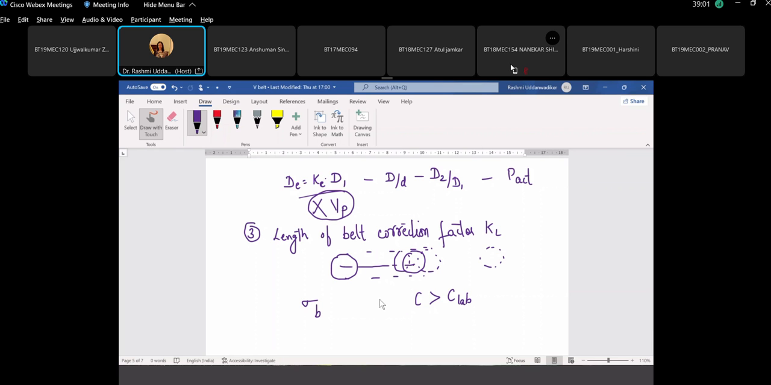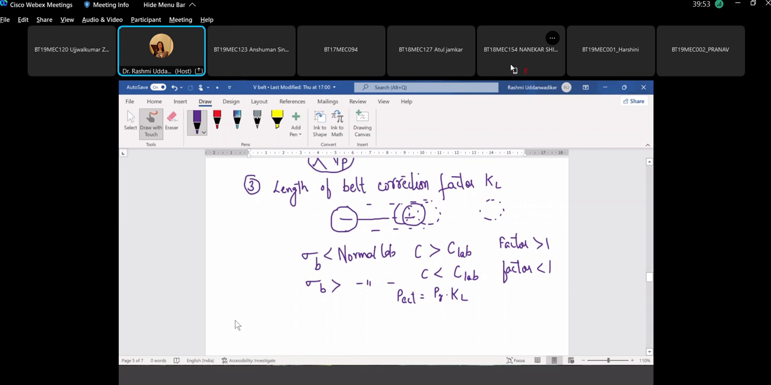And the moment this bending stress is less, when this is less severe, I have to say this is less than the normal lab condition, the factor KL, this would be greater than 1. And if the C is less than the center distance assumed in the lab condition, then the bending is more severe than the normal lab condition, due to which the factor goes down, and if the factor goes down, your rated power also goes down. We'll be multiplying the actual power with the rated power into the scale. So depending upon what center distance we are selecting, accordingly this factor is multiplied and the actual rated power would increase or decrease. So this is the length of the belt correction factor.